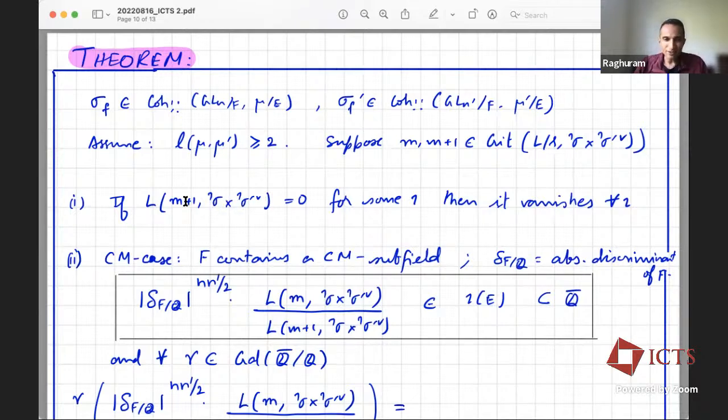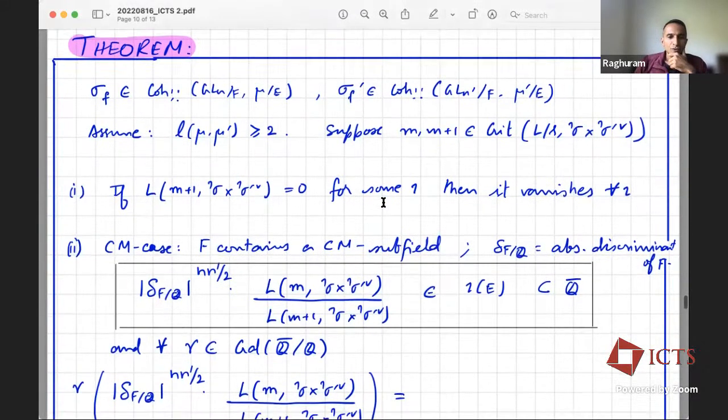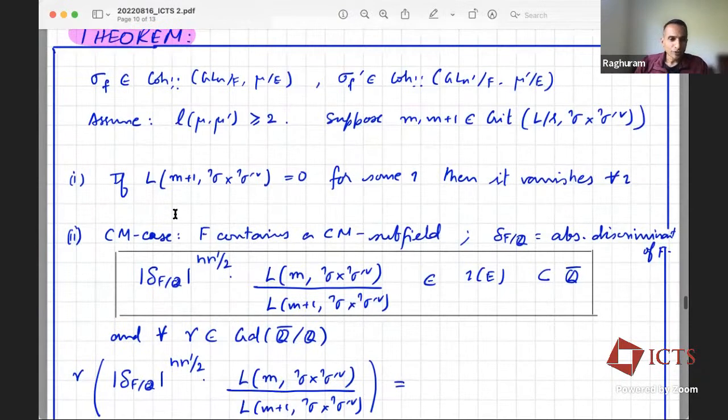So it's in that sense. So if one vanishes, then every conjugate vanishes. Okay. So I might as well, I'm going to assume, I should have stuck that in here somewhere, that the value at m plus 1 of this Rankin-Selberg L function is not 0.